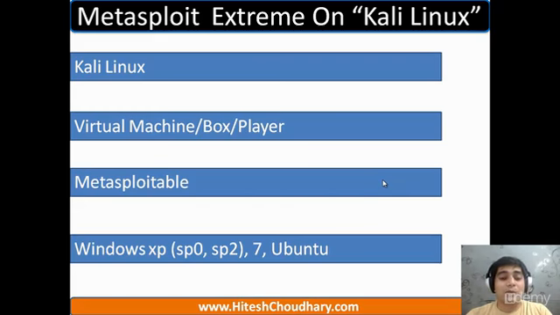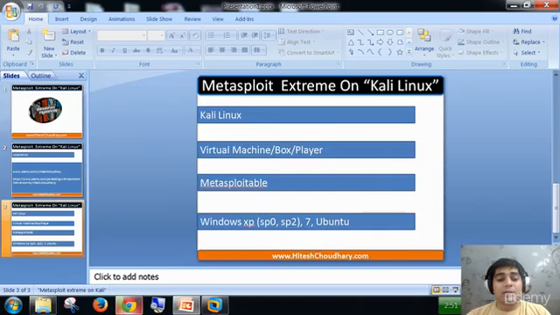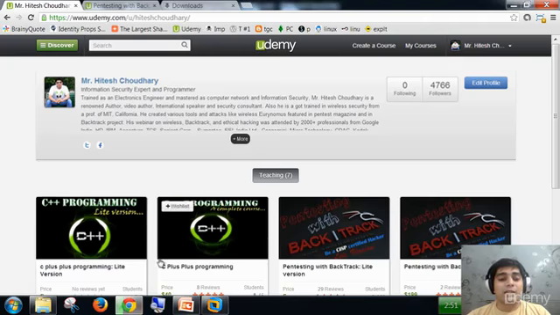Then we'll show how to get Metasploitable, which is already a vulnerable Linux on which we can perform our pen testing environment. And of course we need XP, lots of them, like Service Pack 0, Service Pack 2 and some server editions, Windows 7 and Ubuntu as well. So let's move up to where you can actually find this.